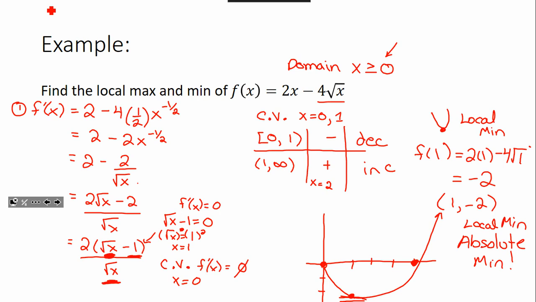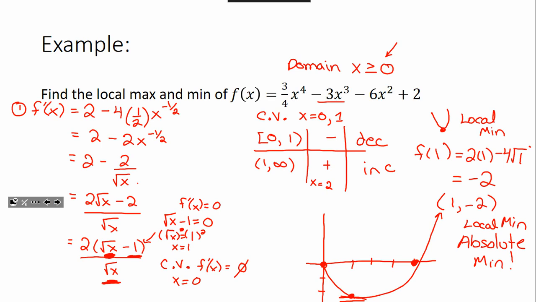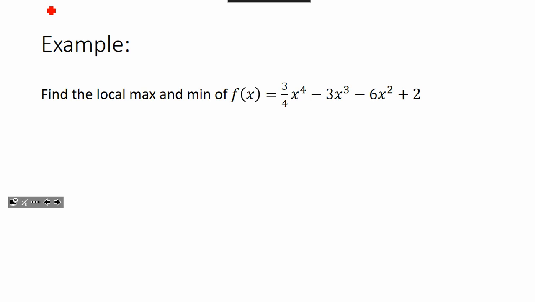You don't need to know that it's an absolute minimum unless it is a closed interval. So we are only going to be working with local max or mins unless it's a closed interval. So I want to do one more with you guys, which is just another polynomial kind of question. Let's just go through it. This one just has a few more critical values, so maybe a few more max and mins.